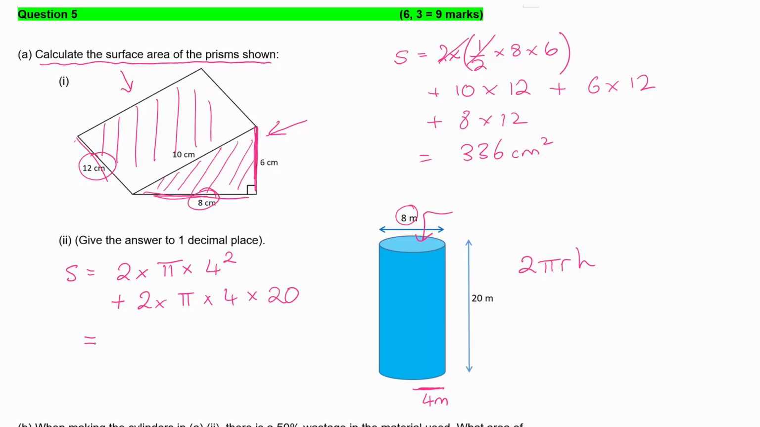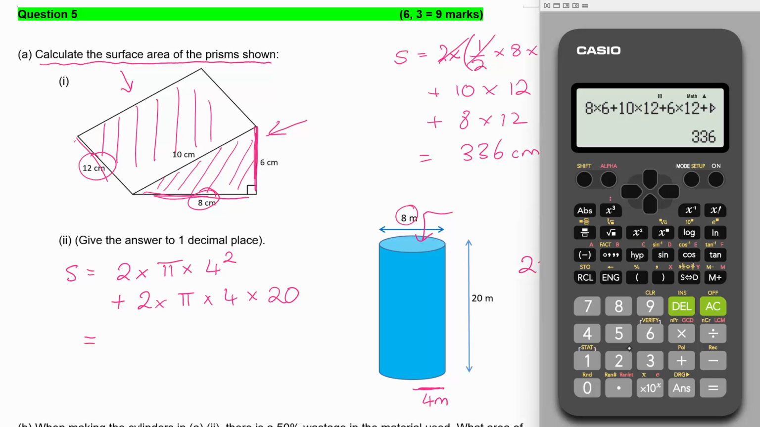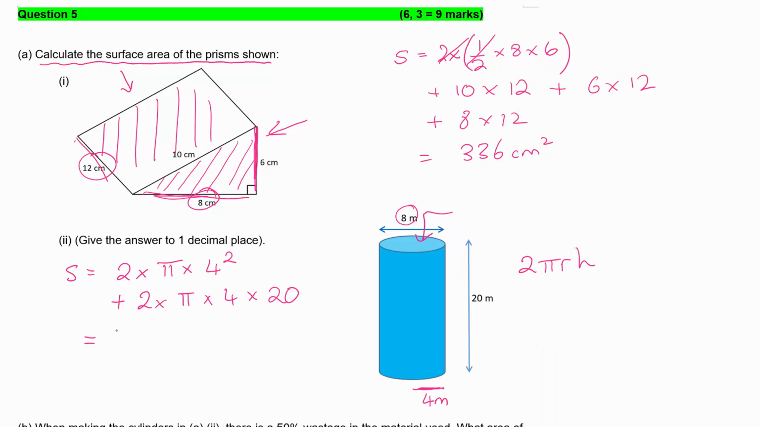And then we need to calculate that. We're asked to give it to one decimal place. So we've got 2 times pi times 4 squared, add 2 times pi times 4 times 20. And that gives me 603.2. And in this case, that's in square meters.